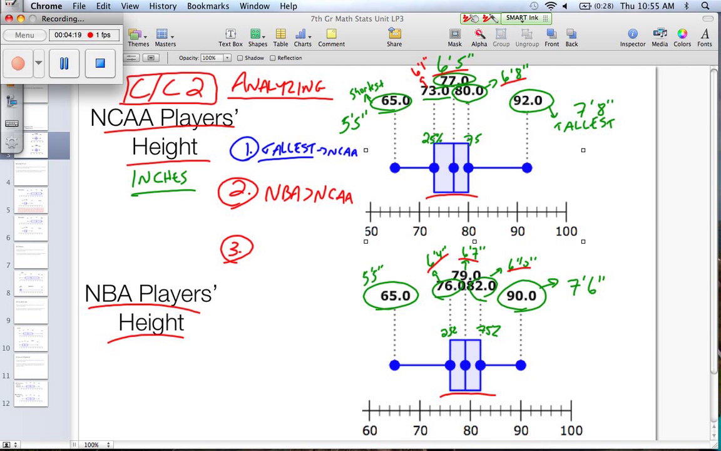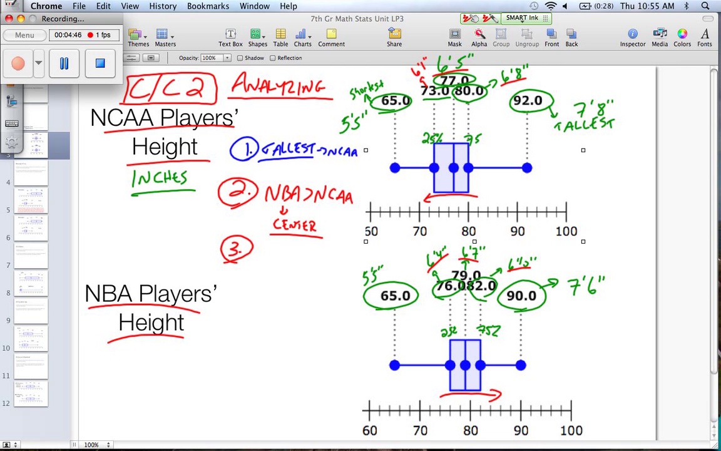That is a comparison of the centers, the measure of center, and the median or the mean. We understand that the box is shifted to the right on the NBA and shifted to the left on the NCAA. That's why it's nice whenever you're comparing these distributions to draw them on top of each other with a similar number line. That'll help you make the best comparison possible.